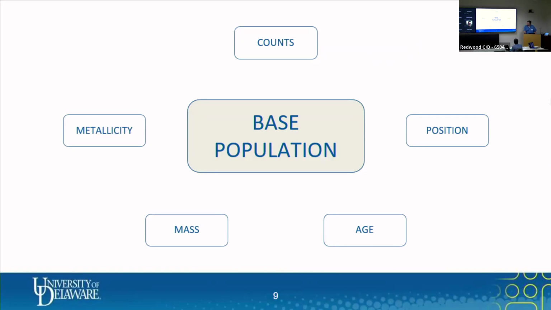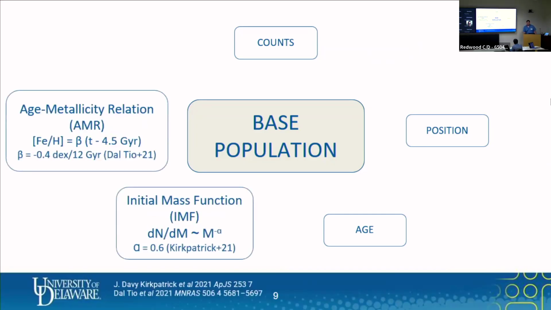Of those 5, the last 2 are actually the most straightforward to figure out because we can use observational relations like the age-metallicity relation from Daltío or the initial mass function from Kirkpatrick. The first 3 are a bit trickier. A relatively standard approach is you could use some sort of an exponential distribution for positions and then either a flat or an exponential birth rate to get ages.